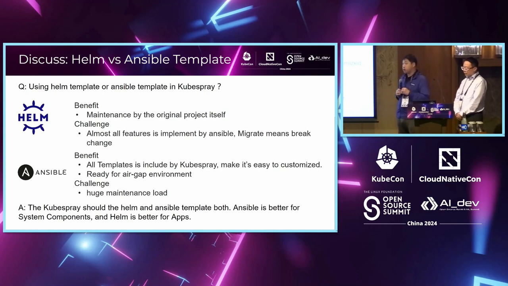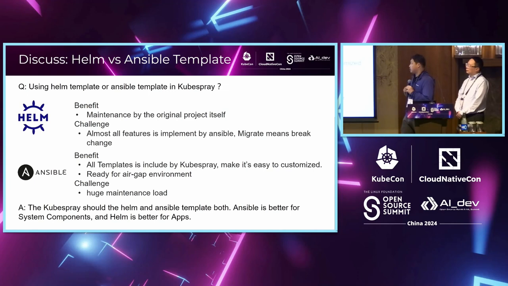Kubespray is a huge project with many scripts. There are many Ansible scripts, and recently there has been some discussion about whether we use Helm or Ansible for the add-ons. There are some benefits of Helm. I think the best of it is that it is maintained by the original project itself. But there are also some challenges, because there are a lot of scripts recently in Kubespray, so migrating means big change.